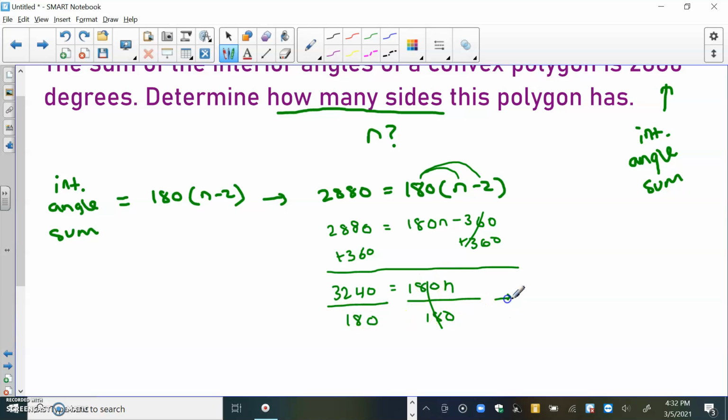All right, so that gives me a final answer of 3,280 divided by 180. Or sorry, 3,240 divided by 180. And that gives me 18. I have solved the mystery of how many sides the polygon has.